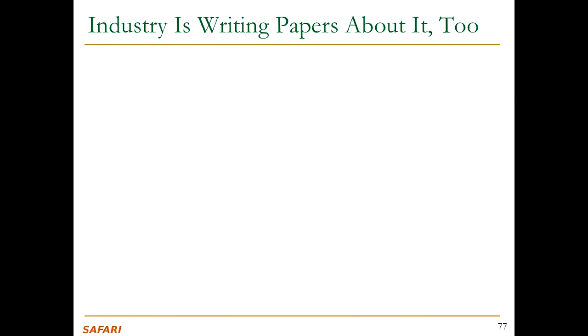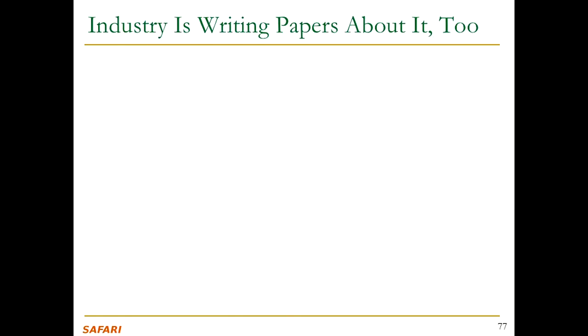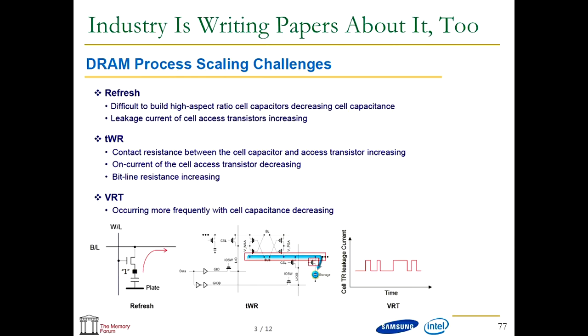OK, so let me pull back a little bit, because this solution, I think, is very, very interesting and important, and people should employ more of it. And it's not just that we have been talking about this; some industry folks are also writing papers about it, too. First of all, they're writing papers about the seriousness of the problem. And this is a beautiful paper that was written by two companies that never write papers together. This is the first time I've seen them write papers together. They wrote this in a forum where we invited papers in the memory forum, Samsung and Intel. They don't even talk to each other. But they did find it important to write this paper, where they talked about DRAM process scaling challenges.